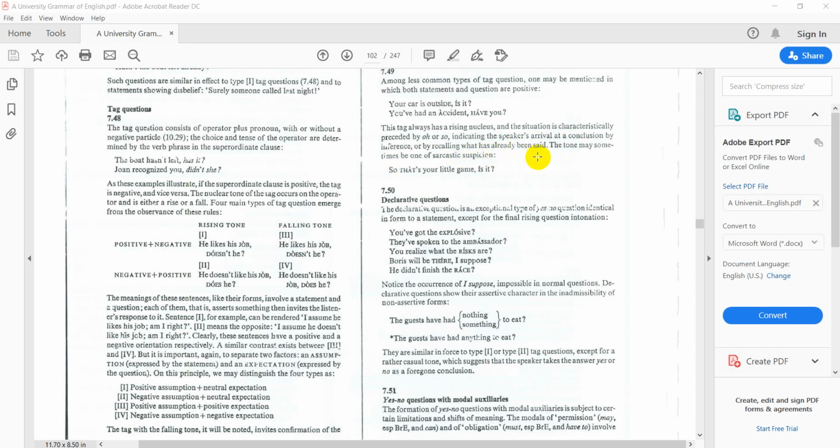The tone may sometimes be one of sarcastic suspicion. Sarcastic suspicion. So that's your little game, is it? It is sarcastic or mocking.